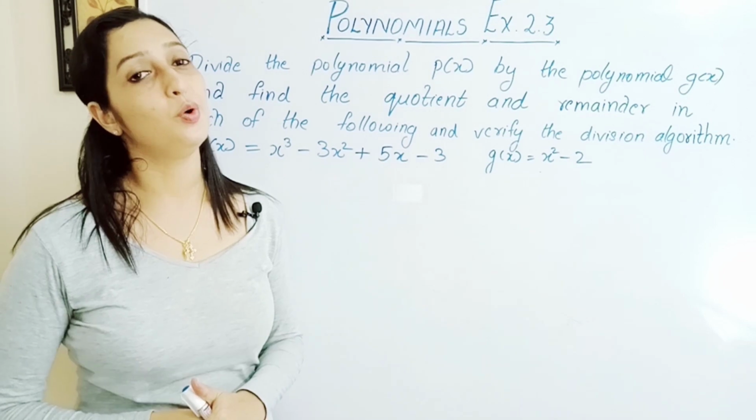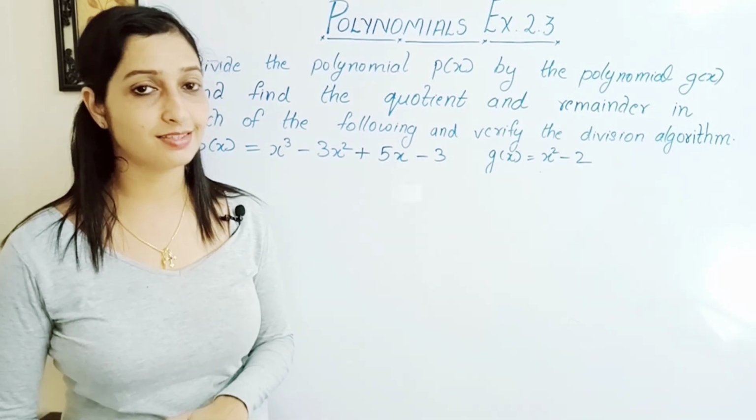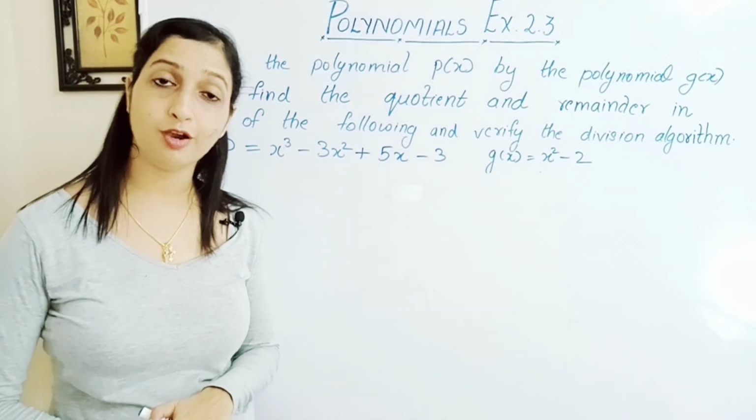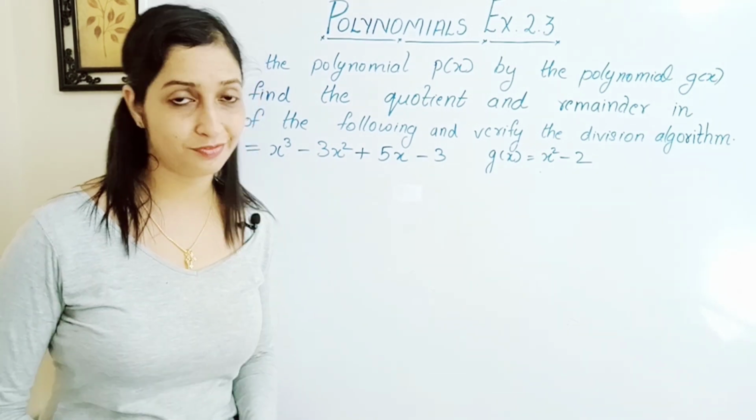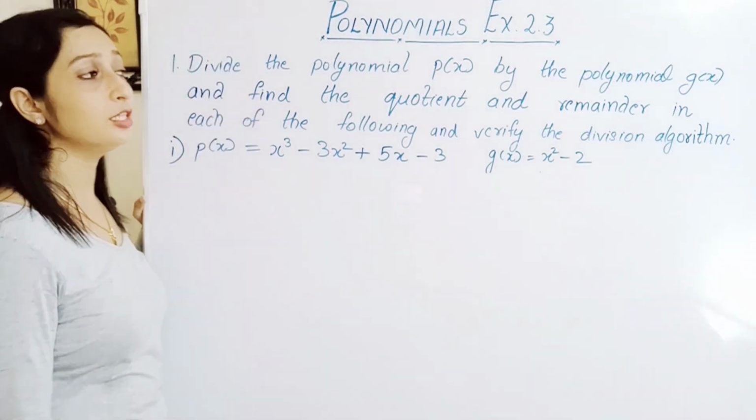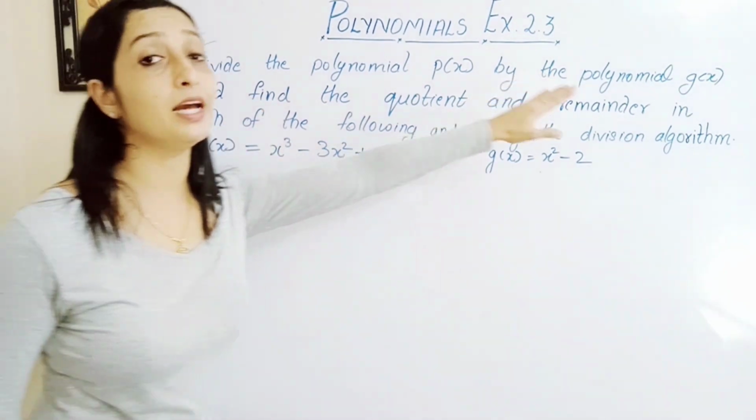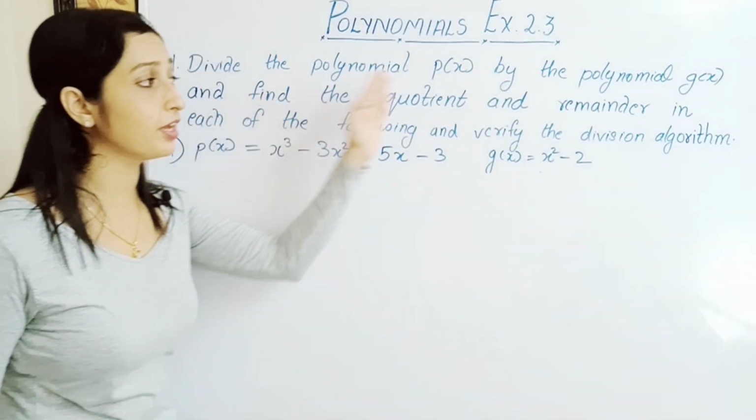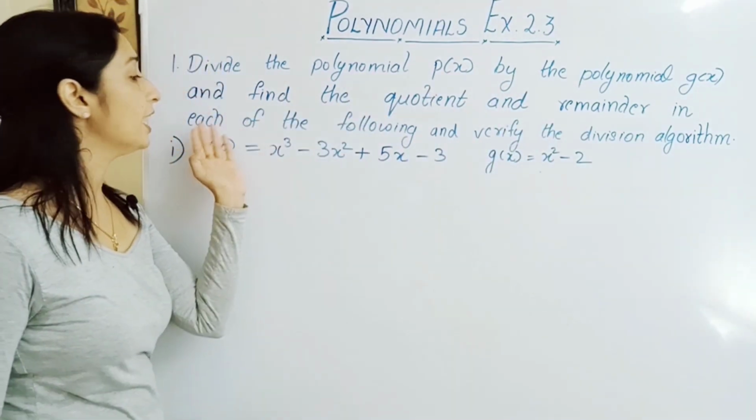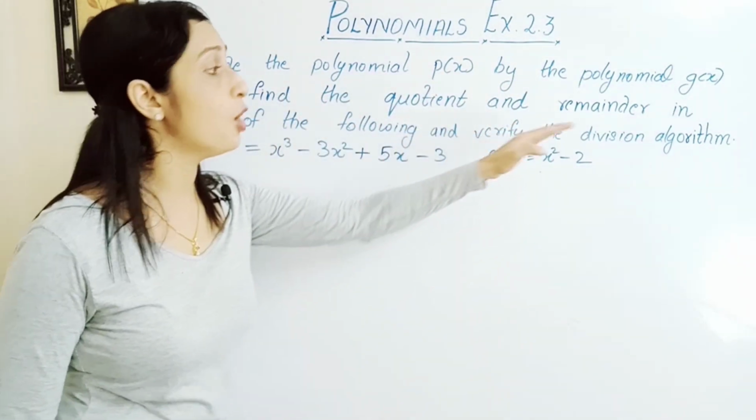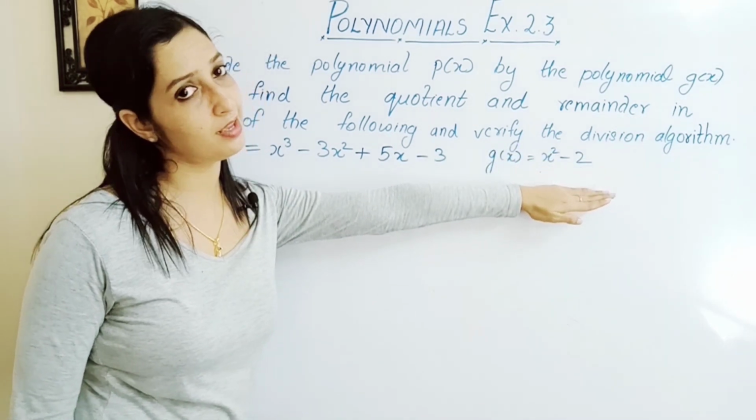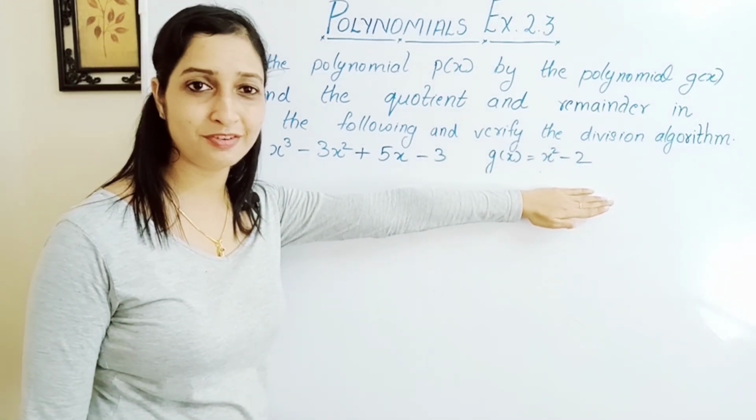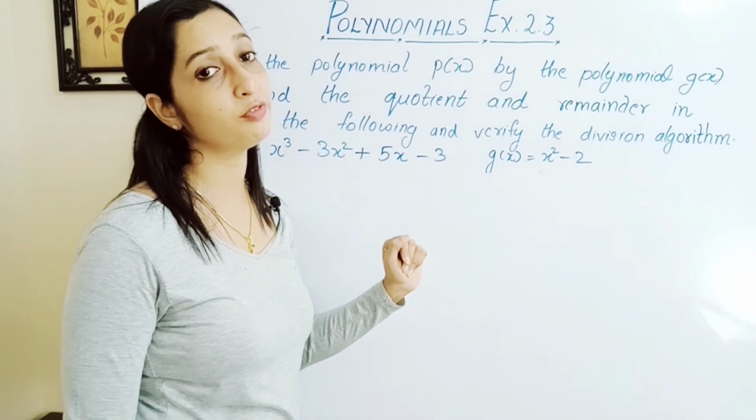Hello everyone, welcome back. Today we are starting exercise 2.3 of our second chapter, Polynomials, of class 10. So let's move on to our first question, which is: divide the polynomial p of x by the polynomial g of x and find the quotient and remainder in each of the following and verify the division algorithm. Now this division algorithm we have discussed in detail in our first chapter, Real Numbers. Please refer to the video of Real Numbers.